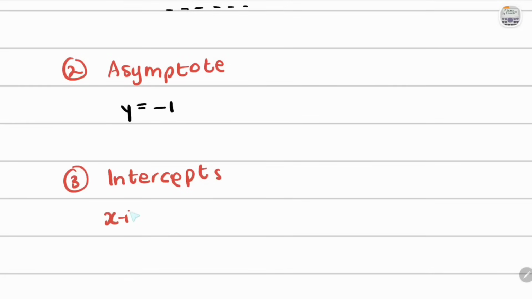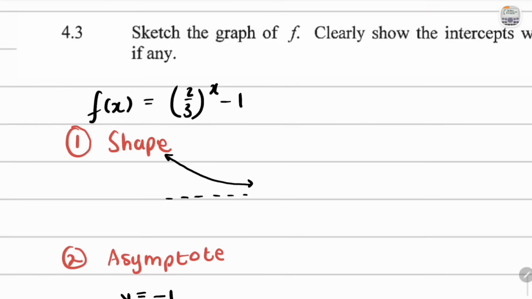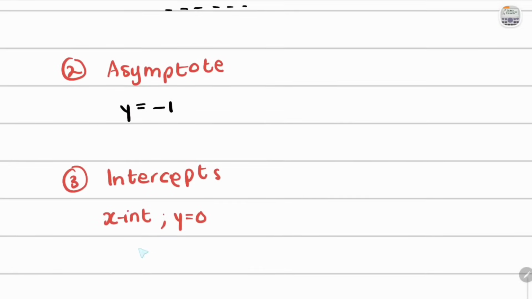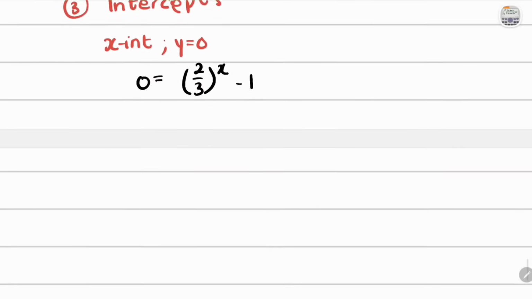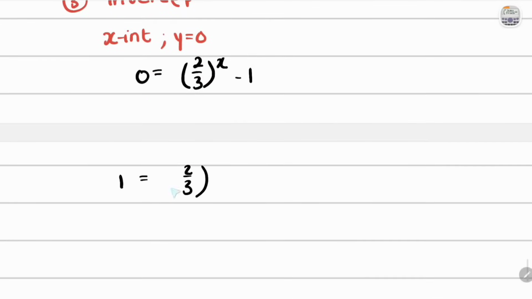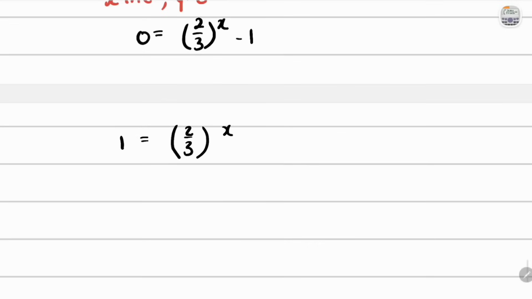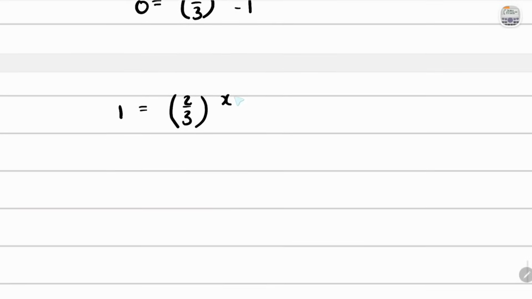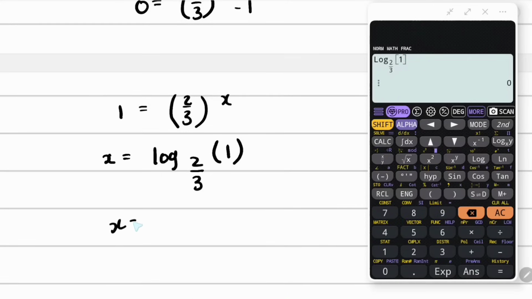Okay, so to find out if there are any x-intercepts, you simply make y equal to 0. So if you made y equal to 0 here, you'd say 0 equals 2 over 3 raised to the power of x minus 1. And if you take this -1 over, you have 1 equals 2 over 3 raised to the power of x. And then we can solve for this using log. Okay, so we're going to make x the subject, the exponent becomes the subject, and we say log, and then we fill in the base here, 2 over 3, and then whatever that exponential expression was equal to. So let's see what that is. We see that x is equal to 0.